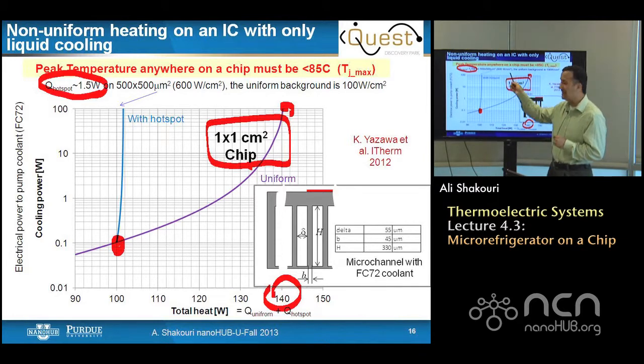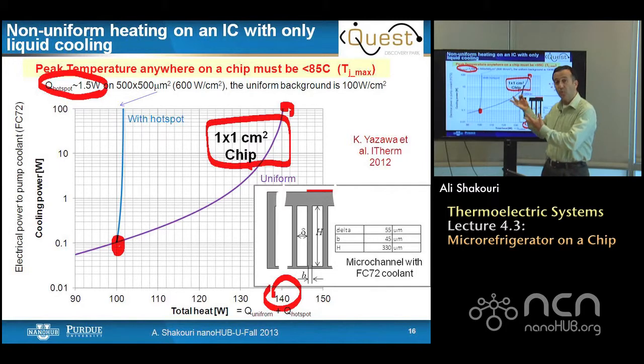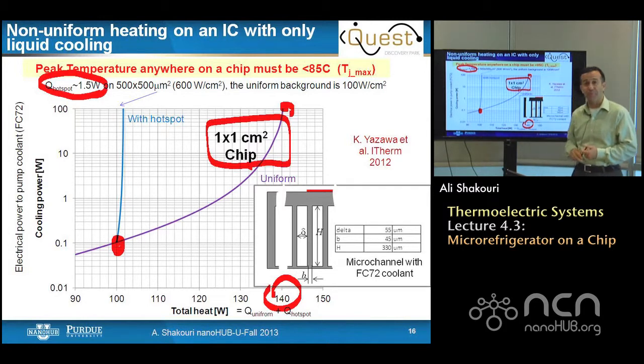That localized heating creates a hot spot, and if we want to bring that hot spot below the 85 degrees Celsius, we need to cool the whole chip. As a result, you see that the cooling power required to cool the non-uniform chip, the blue line with hot spot, significantly goes up. That's a potential where thermoelectrics could play a role.